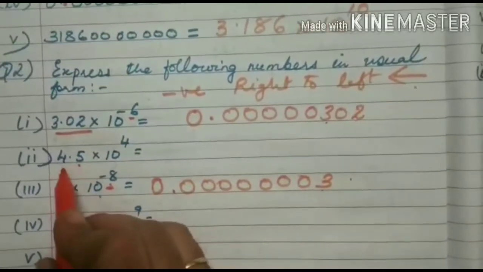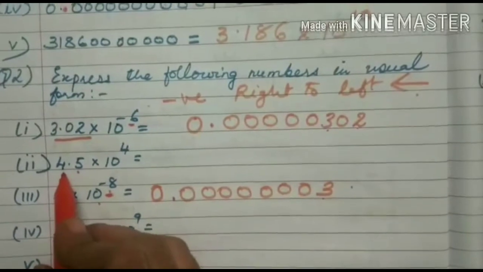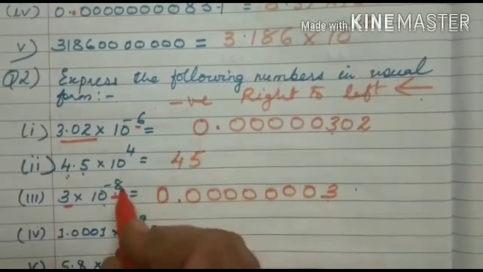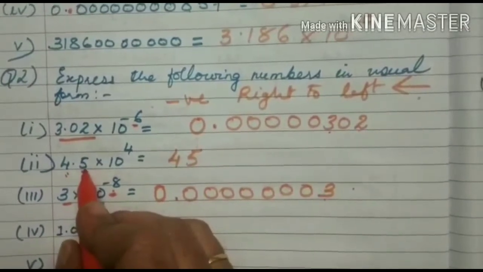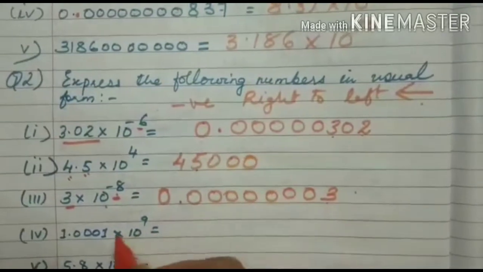So here is a large exponent because it is a positive exponent. So 4.5, we'll write first 45 without the decimal digit. We'll start counting after 5. So 1, 2, 3, 4.